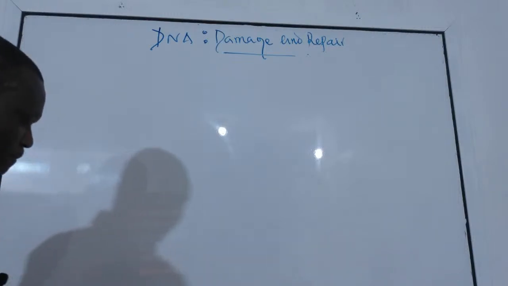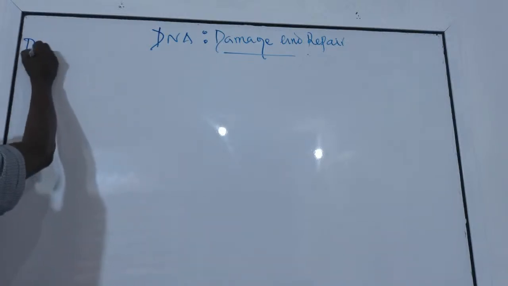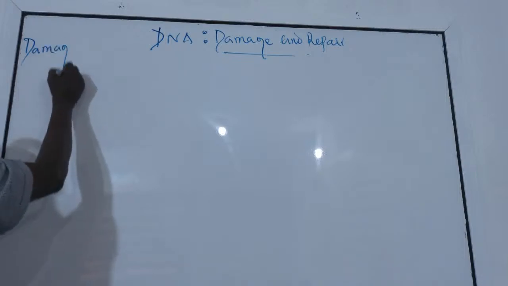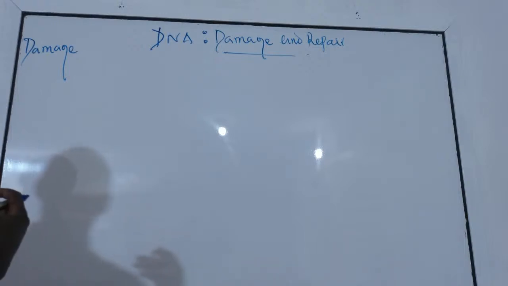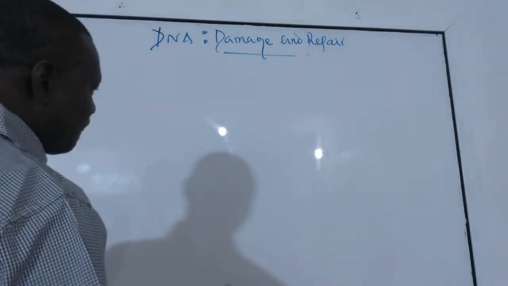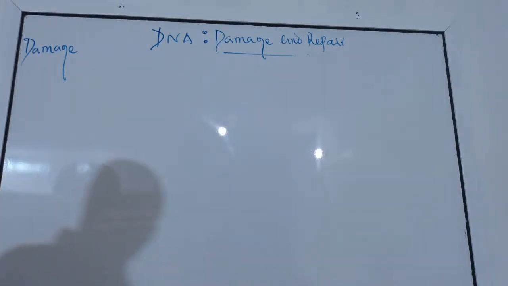So with DNA damage, the first thing is we want to look at the damage. What are the likelihood and the possibilities of DNA undergoing what is called damage? Don't forget that I cited an example of the normal processes in which DNA is involved.